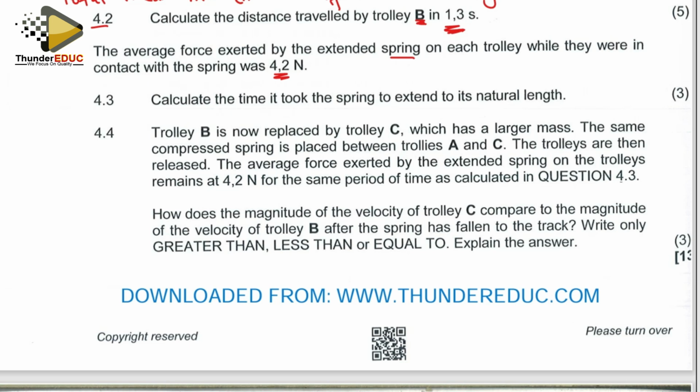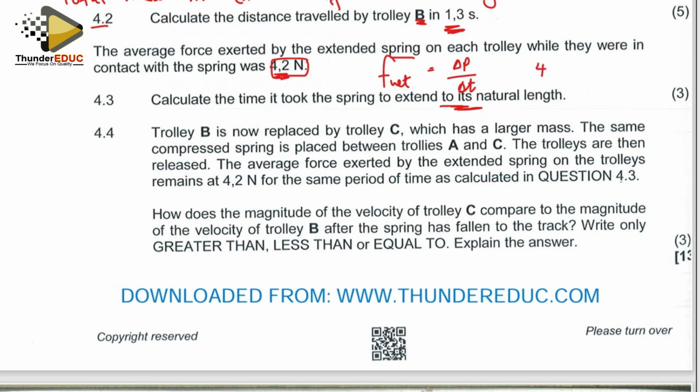Calculate the time it took the spring to exert the natural length. So the average force when they were in contact, so this is more like the impulse. Or you can use the impulse formula anyway, whereby F net should be equal to the impulse, which is like changing momentum over changing time. The question is asking for the time.